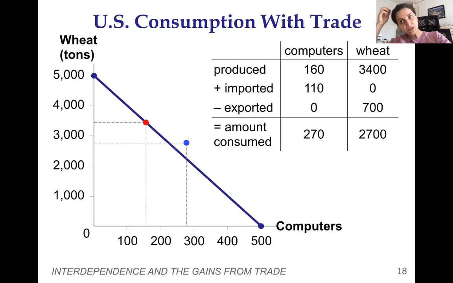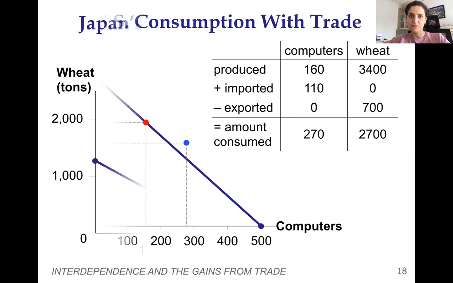Okay, so initially, what was this country consuming? We were saying that half of the resources are used for production of computers, half of the resources are used for production of wheat, 250 units of computers and 2,500 tons of wheat. Now it's better, right? Without trade, it's not possible to attain this blue point. Okay, with trade now it can achieve it.